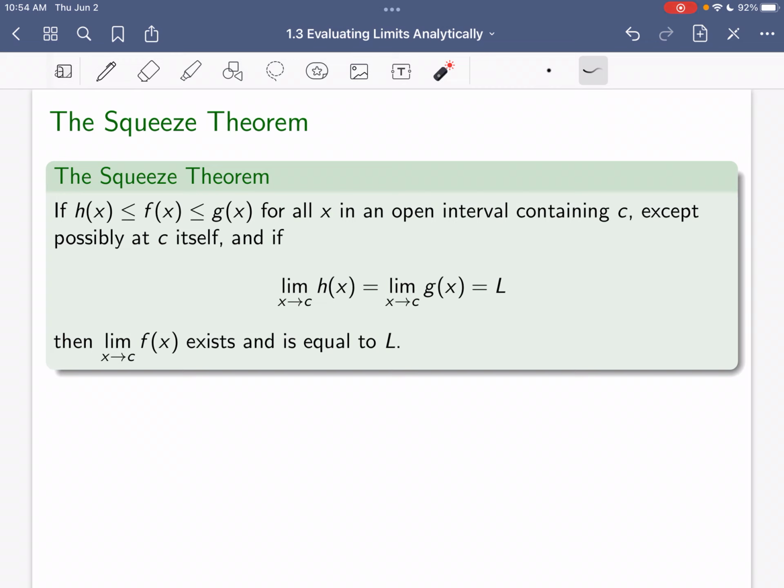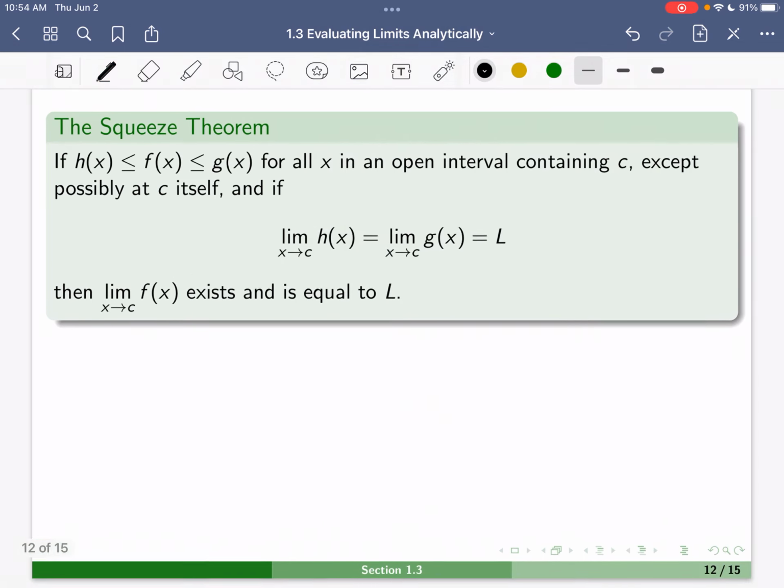The squeeze theorem says if you have one function f of x and it's bounded below by h of x and it's also bounded above by g of x for all x in some open interval containing c, although maybe not at c itself, then if the limit of the smaller function and the limit of the larger function as x approaches c are approaching the same value, then that's going to force the middle function's limit to exist, and it's going to have to equal that same value L. So that is our squeeze theorem.